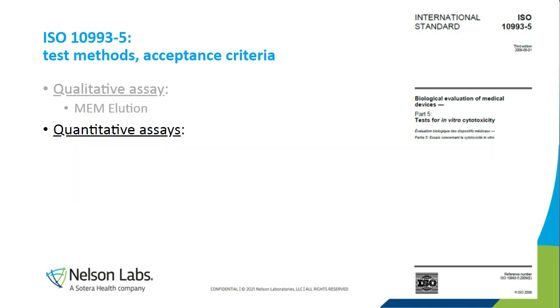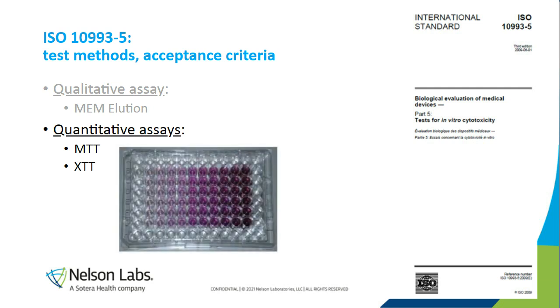Now, quantitative assays, those tests use the uptake and metabolic activity of live cells to detect their viability. The typical tests that are run under this category are the MTT assay and the XTT assay, which use a specific dye in the solution that is taken up by the cells and metabolized to this beautiful purple color, which can then be measured using a spectrophotometer.